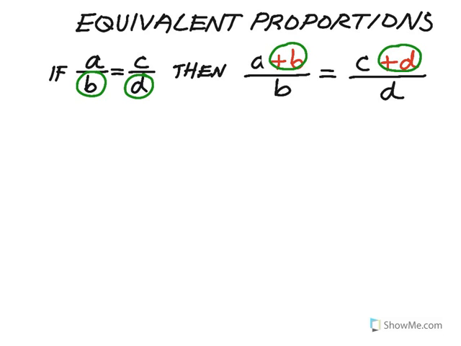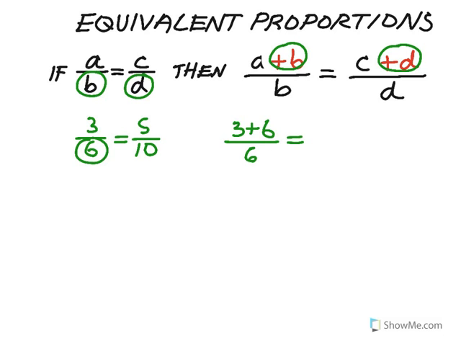So let's look at this with some numbers. Let's start again with two really easy equivalent ratios. 3 over 6 is equivalent to 5 over 10. Those both simplify to 1/2. What this says then is that the sum of 3 plus 6 over 6 should be equivalent to 5 plus 10 over 10.